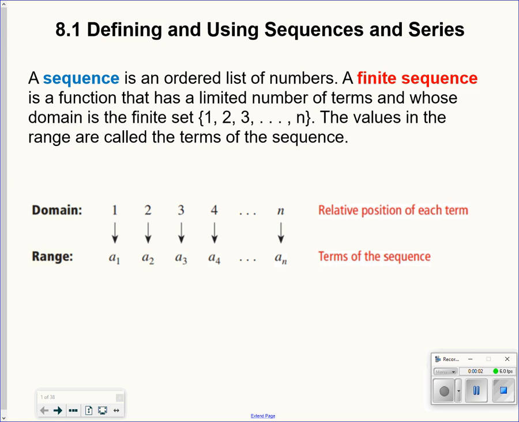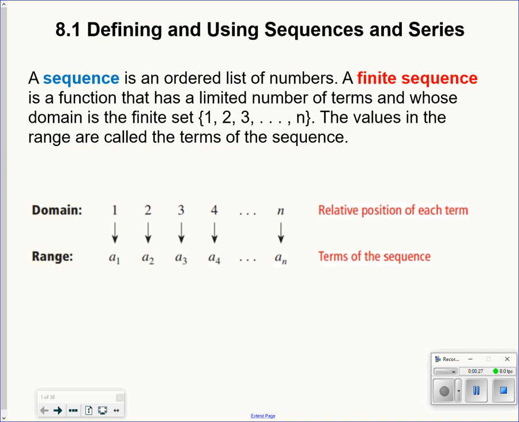All right, welcome back, Hononegah Honors Algebra 2, 8.1, starting a new chapter now, defining and using sequences and series. Now, a sequence is an ordered list of numbers, so a pattern, if you want to say. Now, there are some very specific sequences, such as arithmetic sequence and geometric sequence, that we will be doing this chapter, but here in section 8.1, we're just talking about a general sequence.